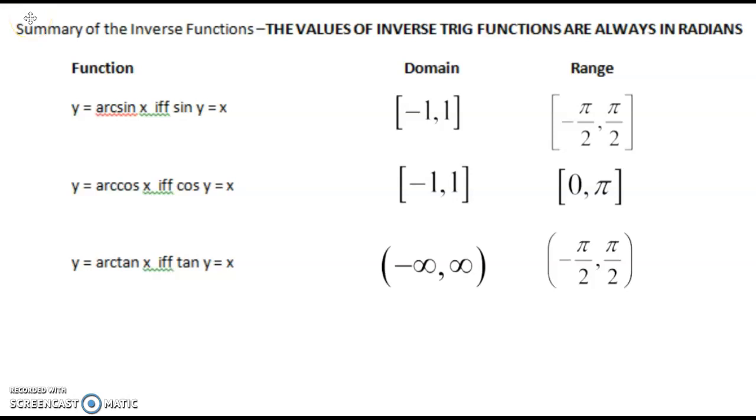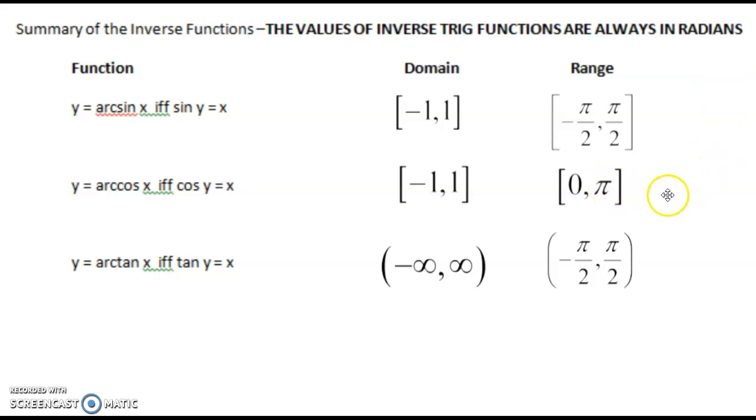As a summary of our inverse functions, it's important to note that the values of your inverse trig functions are always in radians. For inverse sine and inverse cosine, we can only take the inverse of negative 1 to 1, whereas we can take the inverse tangent, or arctangent, of all real numbers. However, our ranges are different. Arcsine is defined from negative pi over 2 to pi over 2, so I tend to make that semicircle involving quadrants 1 and 4.